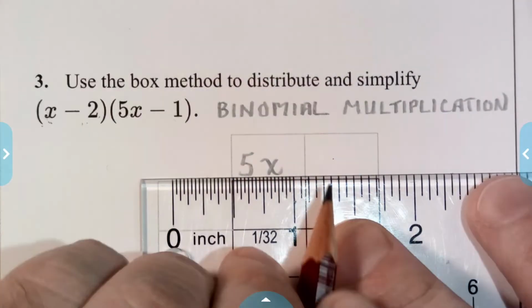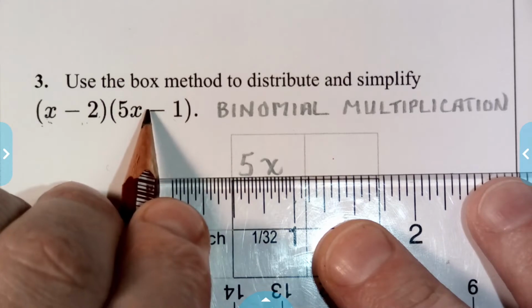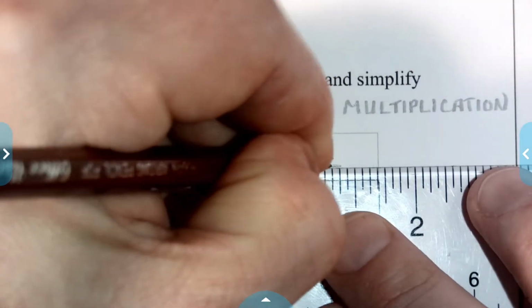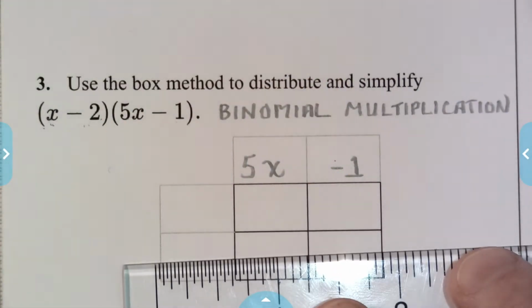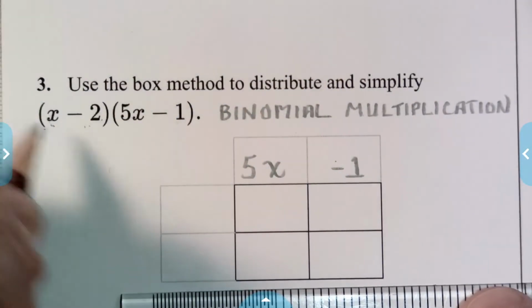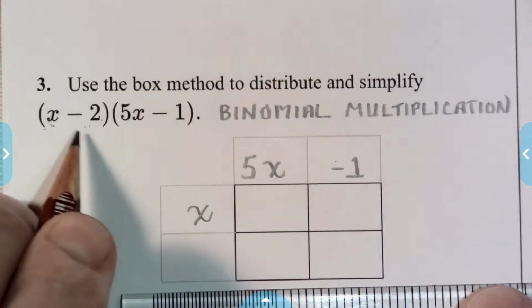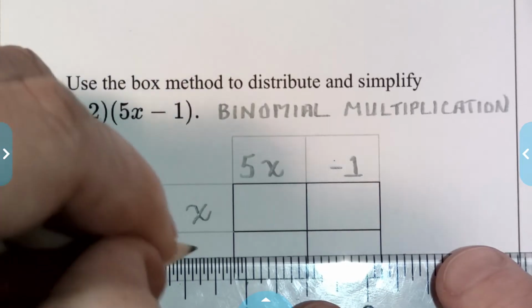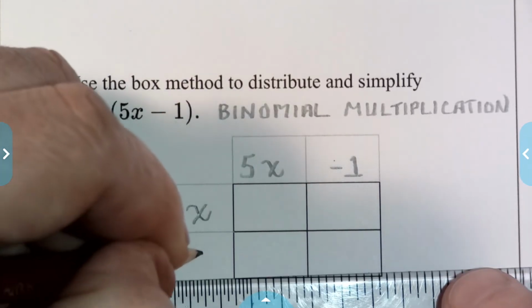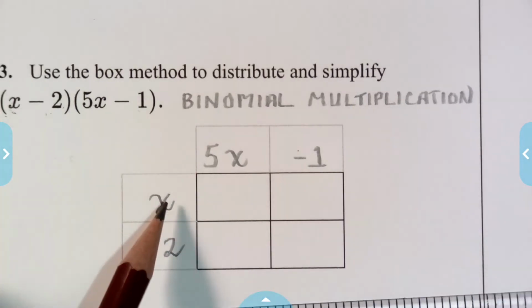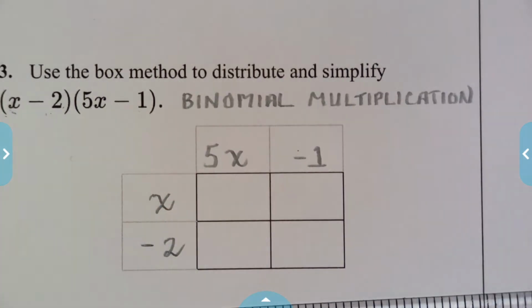And then what you do is you put the negative 1 in its own box, like it's a negative 1 and not like you're putting a minus 1. All right? And then you do the same thing here. You put the x by itself, and then you break that negative 2 off, and you stick it down here, negative 2. And now you fill out the table. So it's x times 5x.